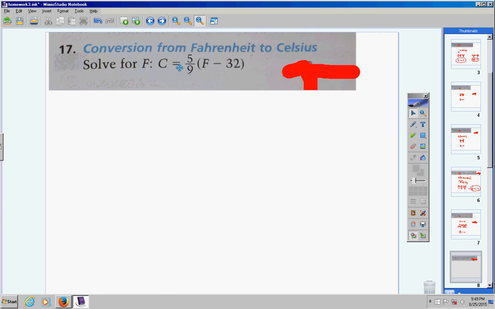Number 17. We're going to solve this for F. And this is interesting. This is the formula here for converting Fahrenheit to Celsius. But if I wanted to convert Celsius to Fahrenheit, I would have to get F by itself. So here we go. Let's solve this for F. Step 1, simplify both sides. So take your 5/9 and multiply it through. 5/9 times F would be 5/9 F. 5/9 times negative 32 would be negative 160 over 9.